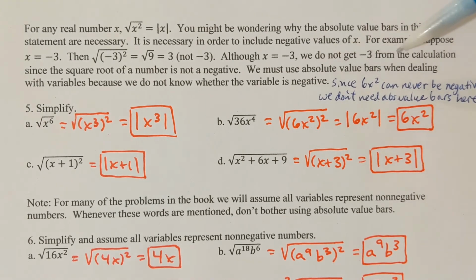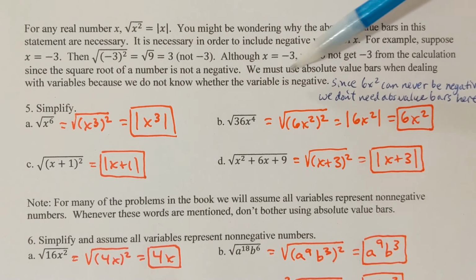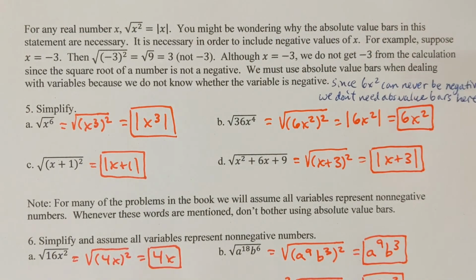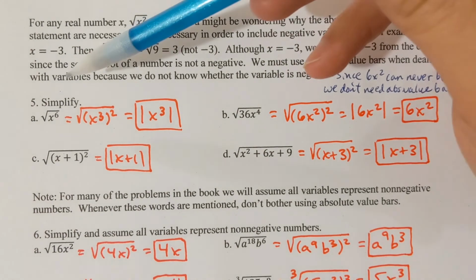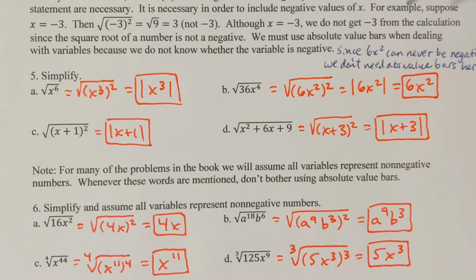We must use absolute value bars when dealing with variables because we do not know if the variable would be a negative. X could be any number, right? So let's take a look at problem 5. The square root of x to the sixth.